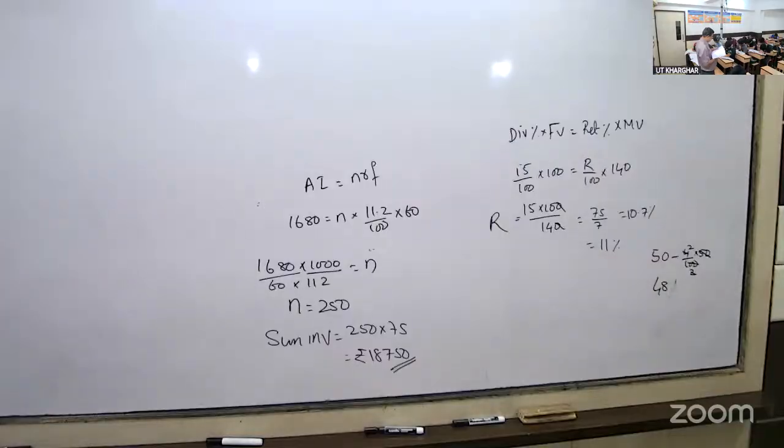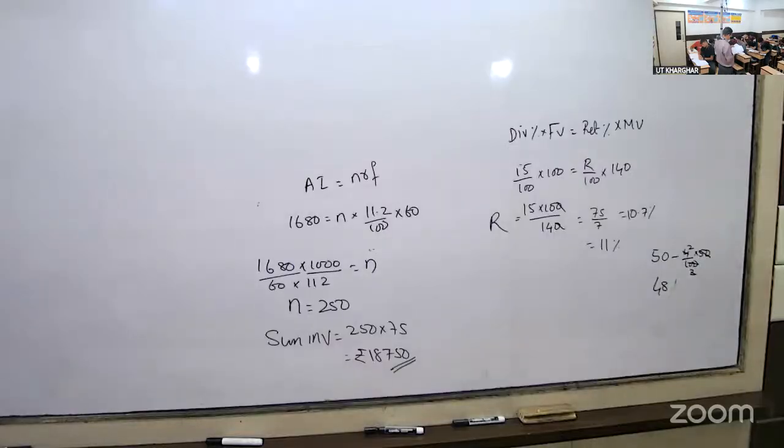Therefore, sale proceeds is equal to 360 into 21, which is 7560. Then for the second company, sum invested 7560.